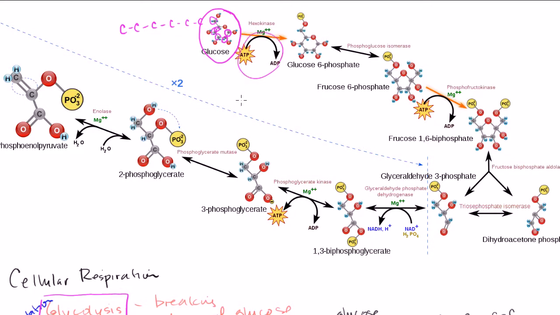I use an ATP here, so let me do that in a color. Let me do it in orange whenever I use an ATP. I use 1 ATP there. I use 1 ATP there.